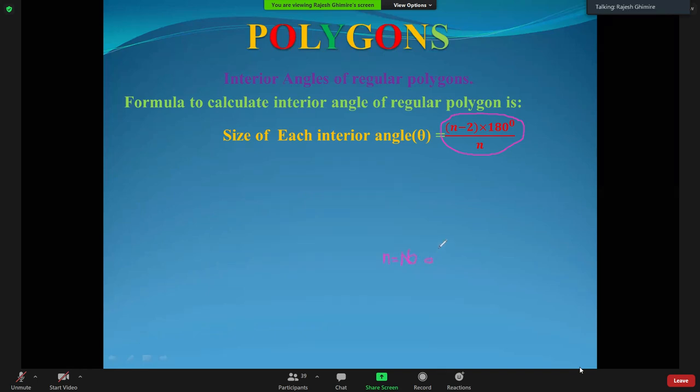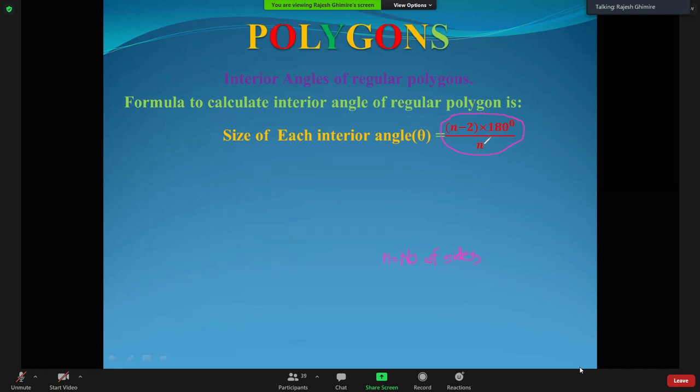Look here. If that geometrical figure is a pentagon, what will be the number of sides? 5. If the given geometry is a pentagon, n will be 5. Here in place of n, we'll keep 5. Here also in place of n, we'll keep 5. So the size of each interior angle of a pentagon will be (5 minus 2) into 180 by 5.